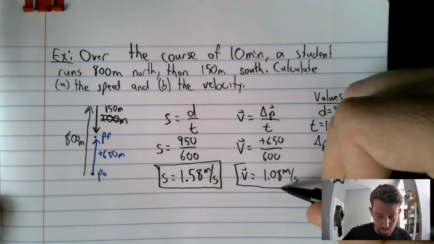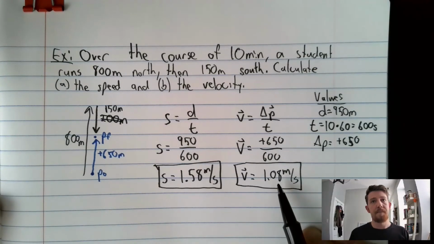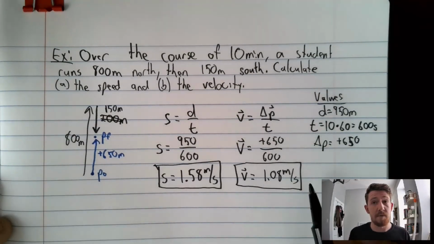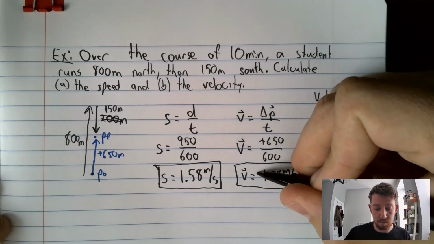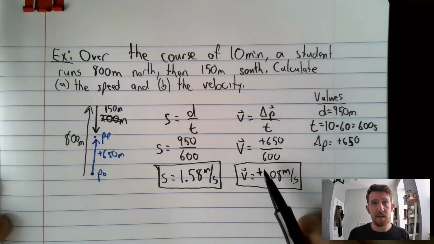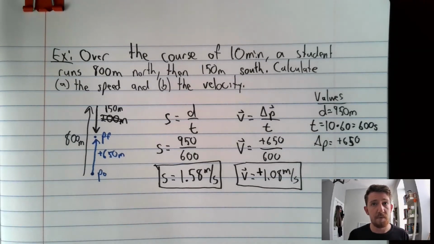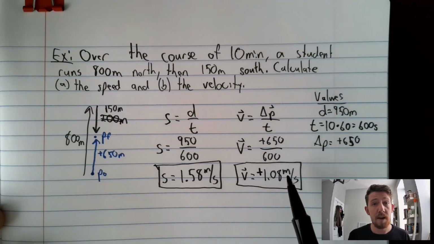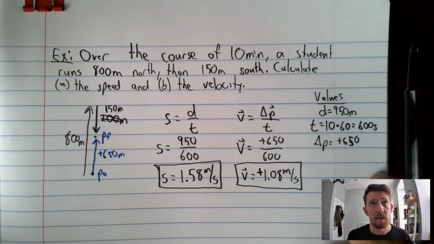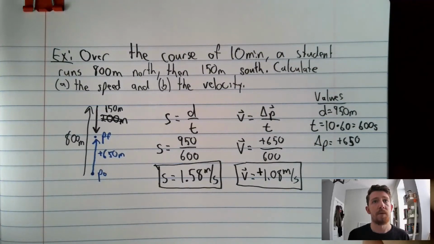This answer right here is technically incorrect because velocity is supposed to have a direction. So to make my answer complete, I can either write north, or I prefer the plus sign in front. It's very different from math in that a plus sign actually has meaning in physics. A plus sign denotes our direction that we're moving. So 1.08 and plus 1.08 are two very different things. That's about it on that one. So there's all the math.